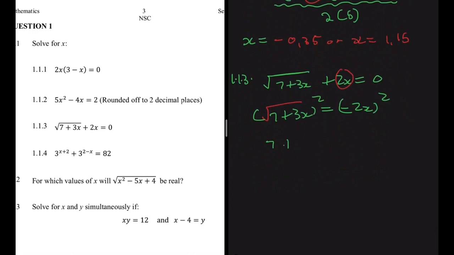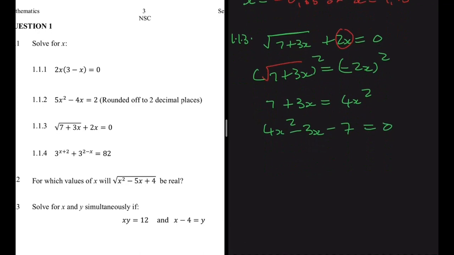So we're going to have 7 plus 3x is equal to 4x squared, like you would expect. And then if we rearrange this, we get 4x squared minus 7 minus 3x. Actually, let's start with minus 3x so that it can be in standard format. 4x squared minus 3x minus 7 is equal to 0. So here we are.